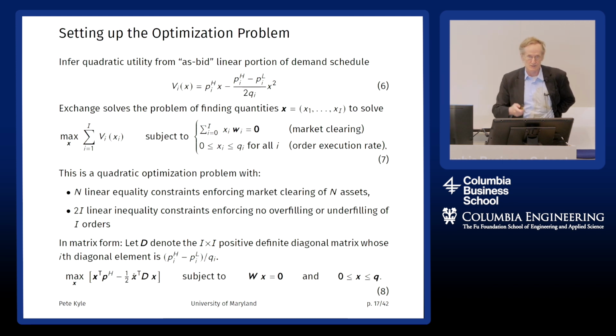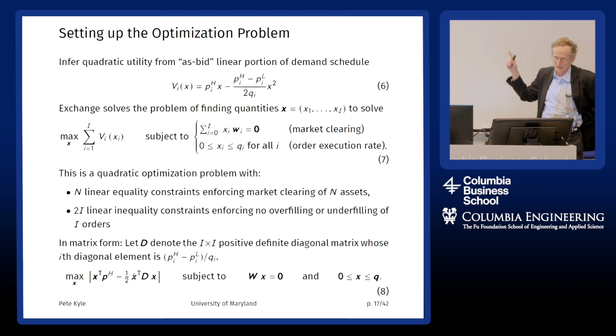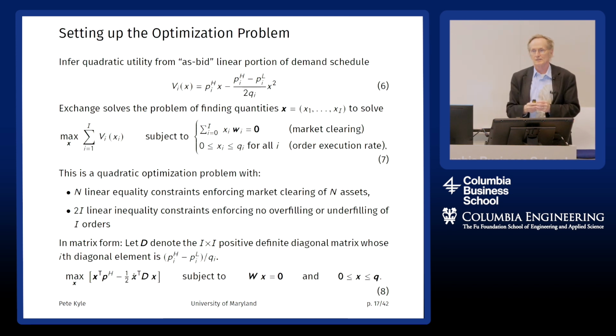And also existence and uniqueness, like you asked for a minute ago. So this is a quadratic optimization problem that's got 1,000 linear equality constraints enforcing market clearing, and it's got 2 million inequality constraints. So at the bottom of the slide, you can see it's written out in a way that maybe is not quite exactly how people in operations research would write it, but approximately something they would recognize.